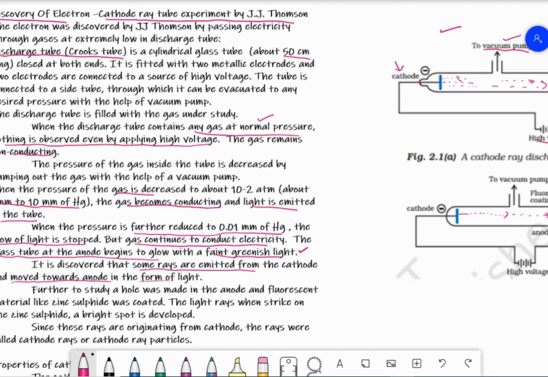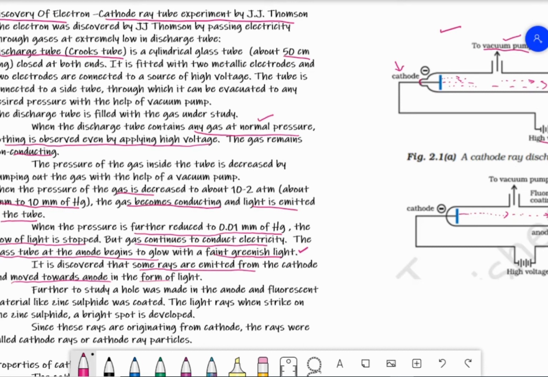So when some invisible light strikes on the fluorescent coating, a bright spot will be developed. These rays are originating from the cathode. The rays were called cathode rays or cathode ray particles. So what are cathode rays? Cathode rays means the rays originating from the cathode. That's why they are called cathode rays, or we can say cathode ray particles.